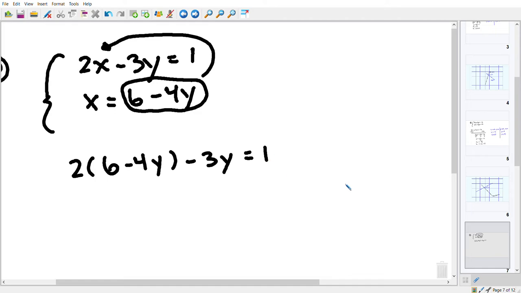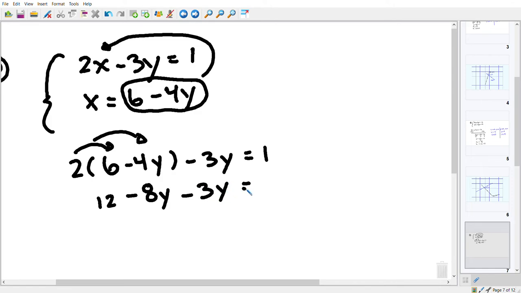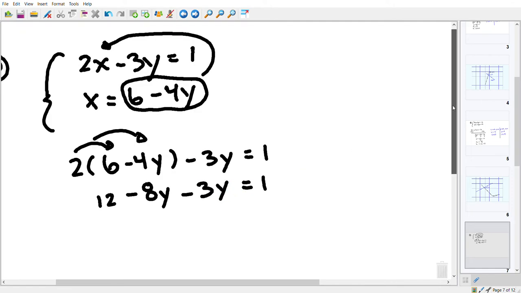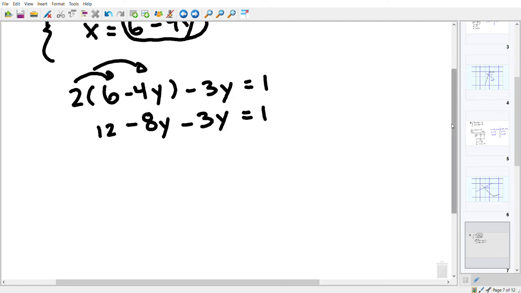So I've done my substitution method, and now I'm going to go ahead and distribute property. So 2 times 6, 2 times -4y. The -3y stays the same, equals 1. We're going to combine like terms, again, box or circle or triangle, whatever you like.